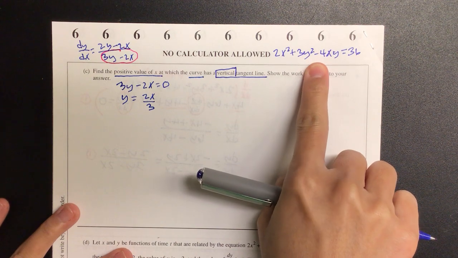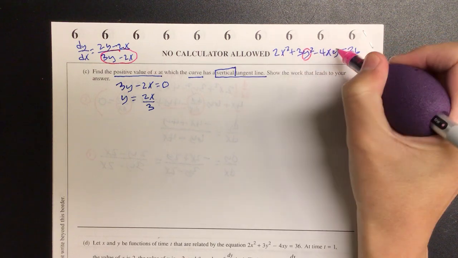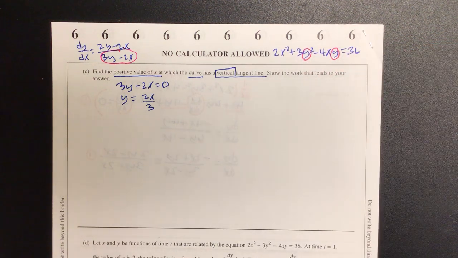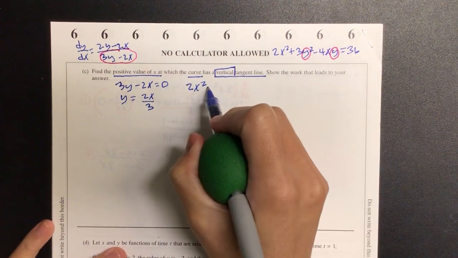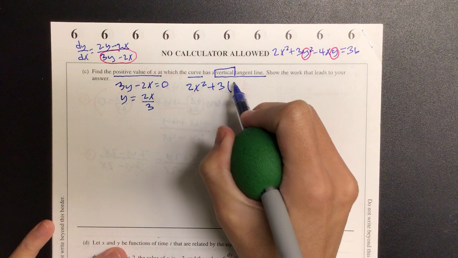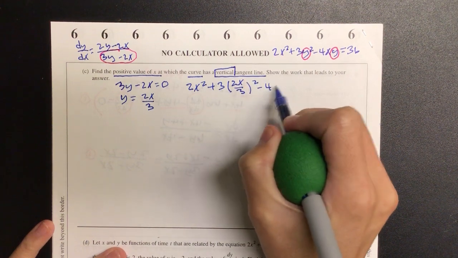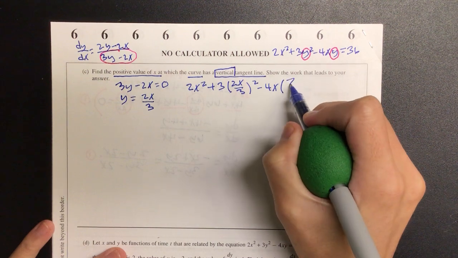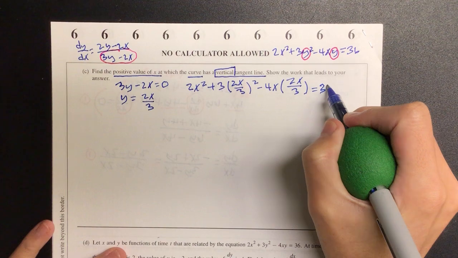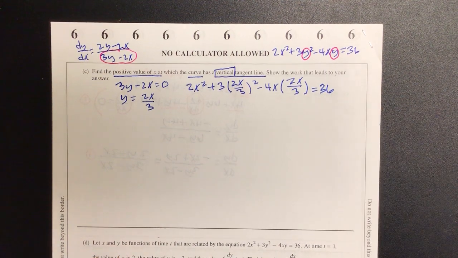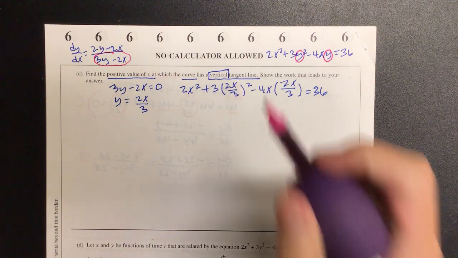So I'm going to go ahead and use substitution and plug it in. Meaning, anywhere I see a y, we're plugging in the value of 2x over 3. So we have 2x squared plus 3 times, in parentheses, 2x over 3 all squared, minus 4x, again in parentheses, 2x over 3, is equal to 36. So we have a common variable, meaning we can solve for this. Okay, let's do some tedious math.